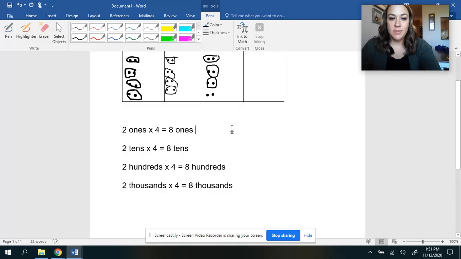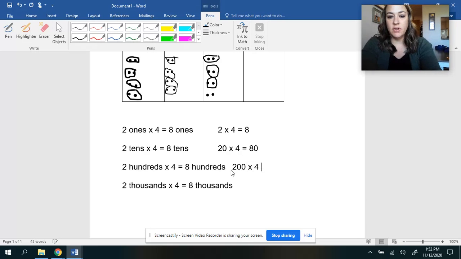So if you were to rewrite these, you can see that multiplication sentence instead of our word form. So 2 tens would be equal to 20 times 4. 8 tens is 80. 200 times 4 is equal to 800. You're seeing the pattern? I want you to watch the zeros. Look at the zeros as we go up.